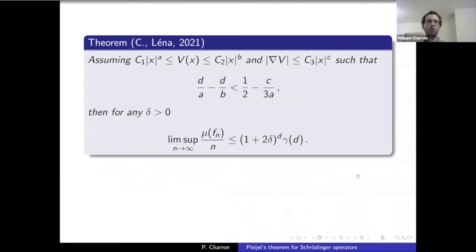So the main theorem that we get for the positive case, so we assume things that I just said. So v is sandwiched between two powers of the norm of x, a and b, and the gradient of v is less than x to the c, and we have this weird condition here. So d over a minus d over b is less than 1/2 minus c over 3a.